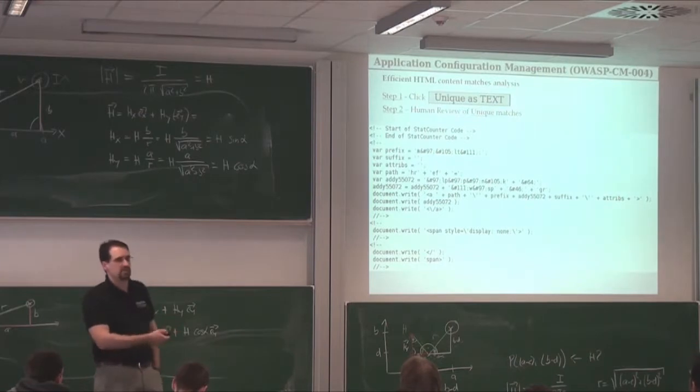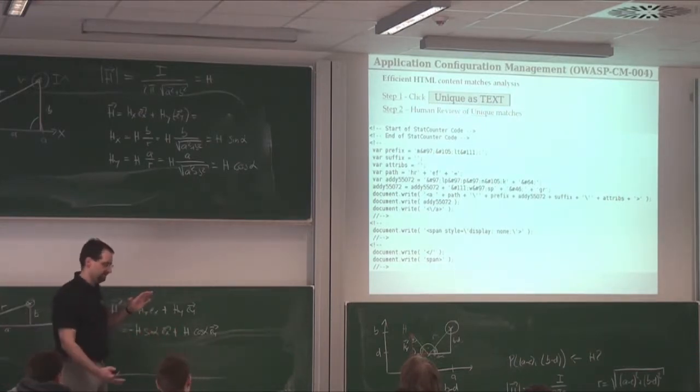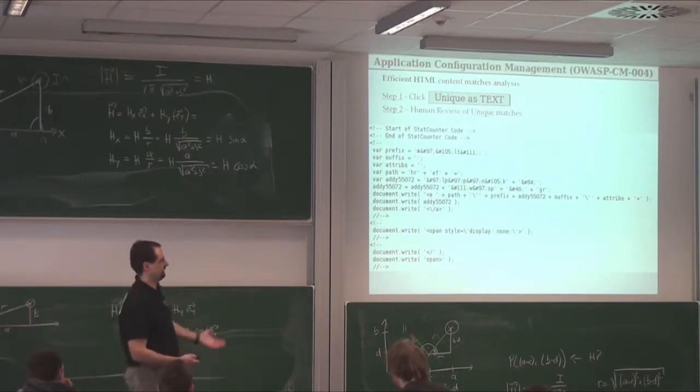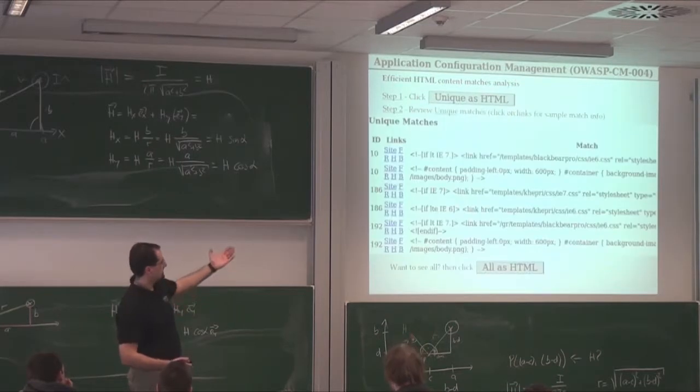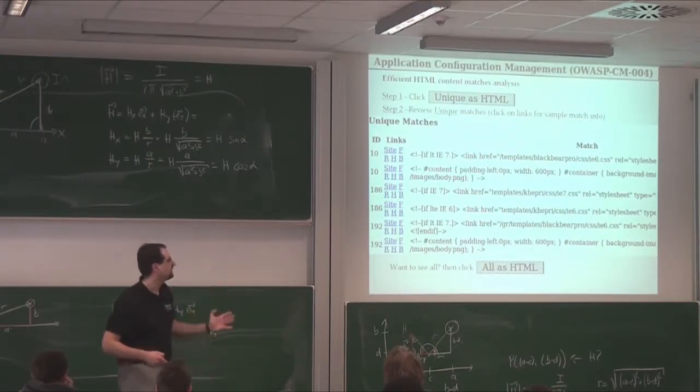Unique as text is quite self-explanatory. What this is doing is it's taking all the comments, doing the unique of that, and putting it in a text file. So that's it. Unique as HTML is exactly the same, but in here you have links to view an example transaction in which this comment was found. Because it's the unique, this is one of the potentially many transactions that have this comment. And if you want to see all, you have all as HTML. So that's how that works.